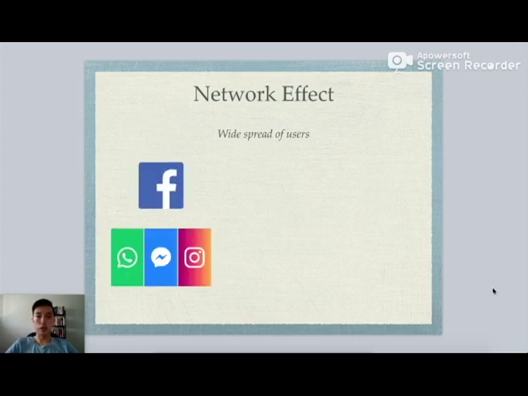Okay, so the next economic moat will be the network effect. Basically, a network effect is generally talking about companies who have a wide spread of users. A very good company to look at will be Facebook.